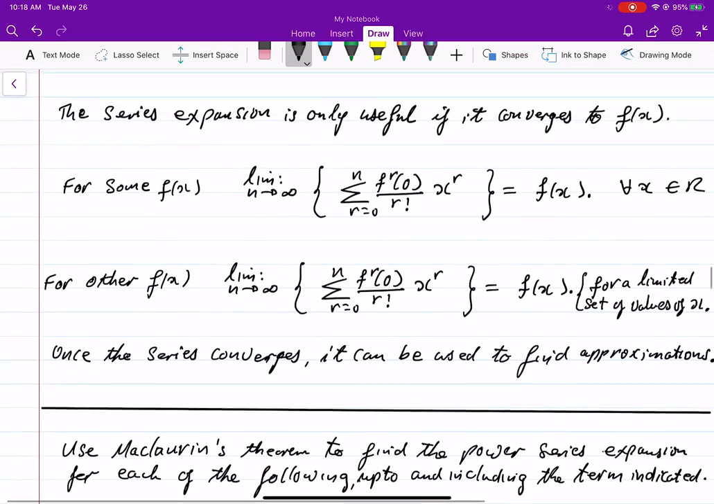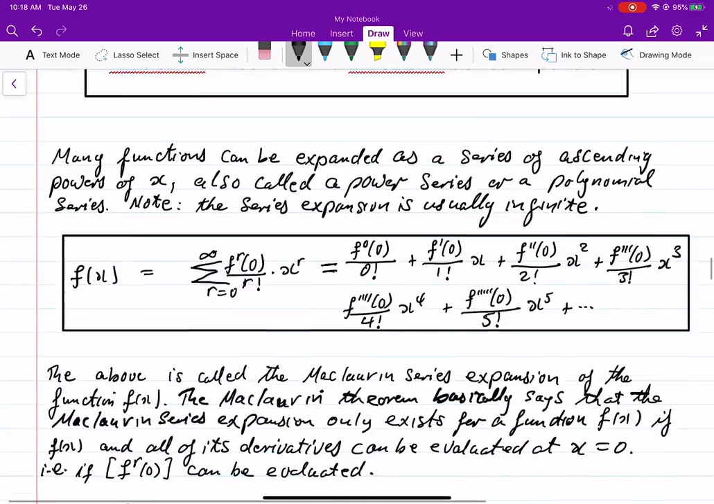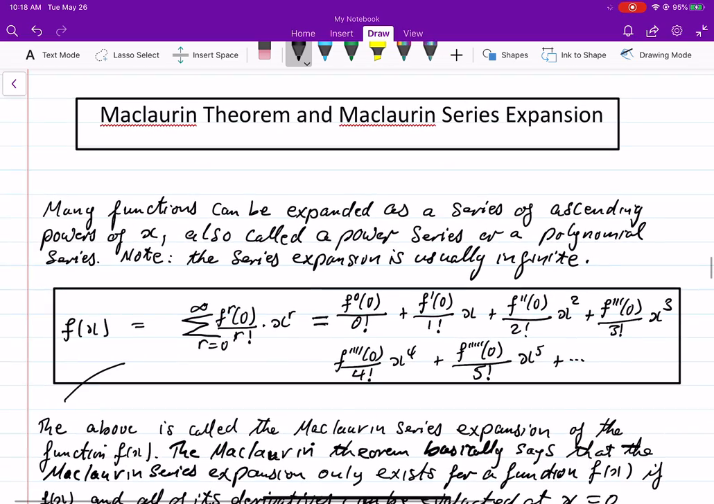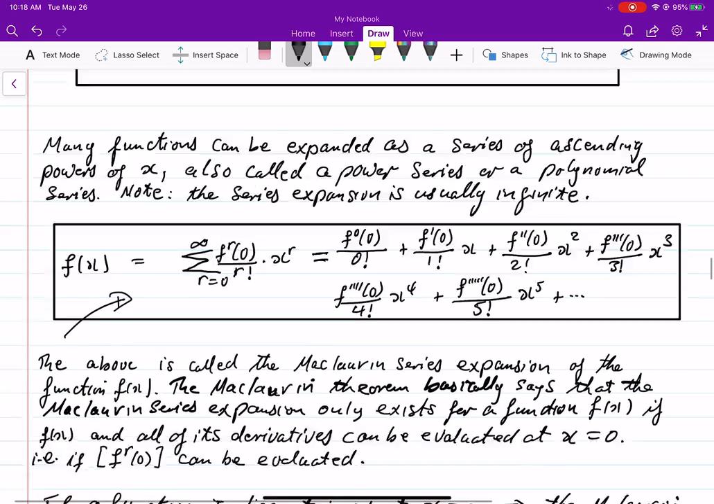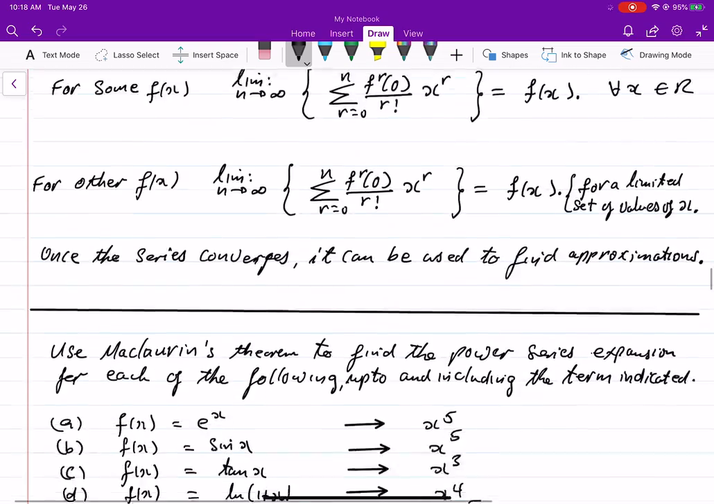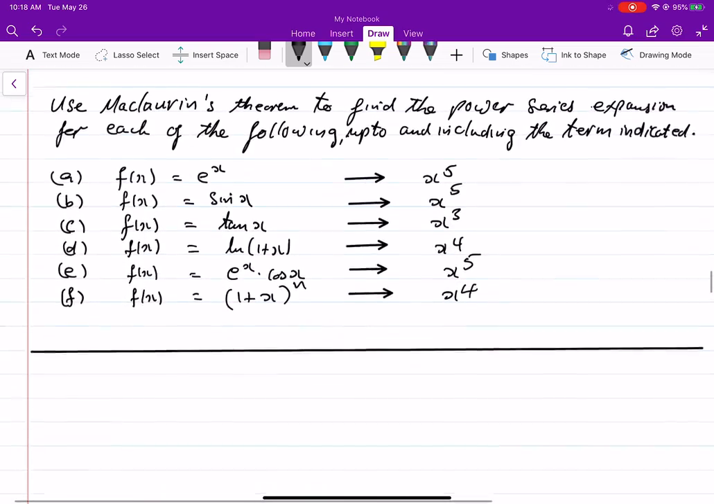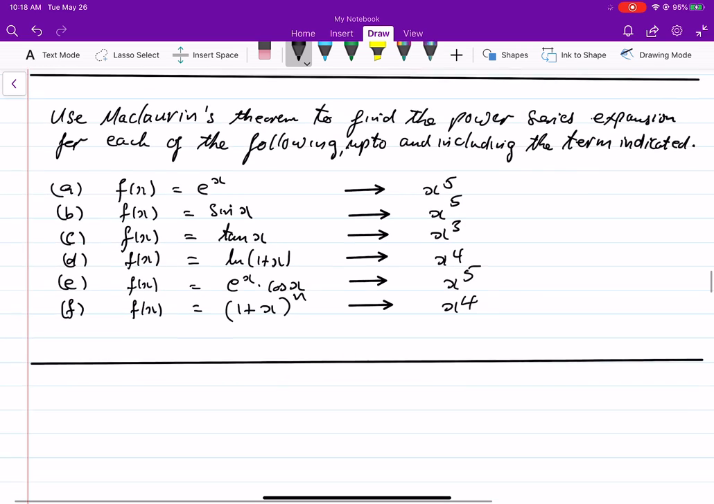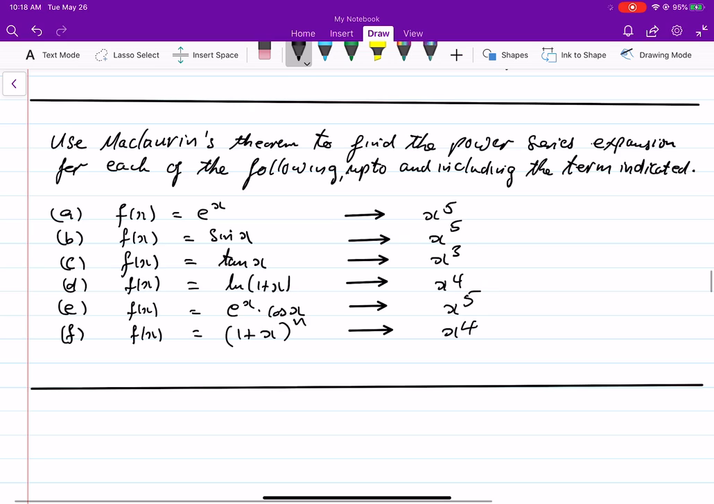All right, with that background, you've got to get accustomed to using this expression. Learn it well. Let's jump in and see if we can find the Maclaurin series expansion for some functions here. I have a list. I'm going to go through all of them in this video. Use Maclaurin's theorem to find the power series expansion for each of the following, up to and including the term indicated.